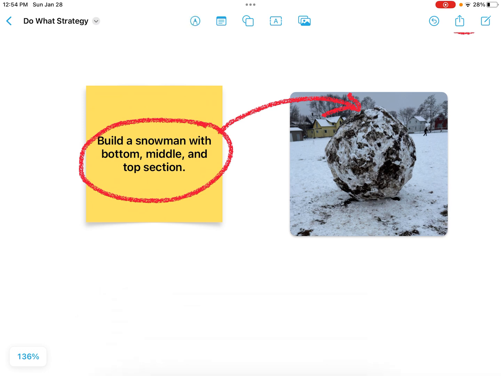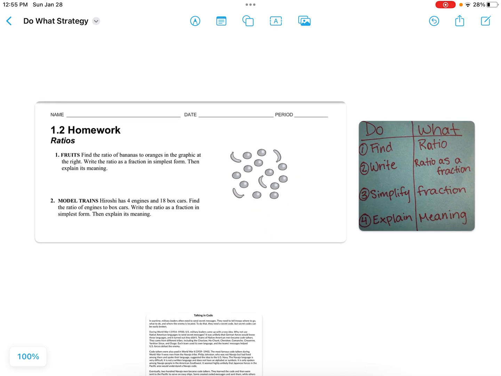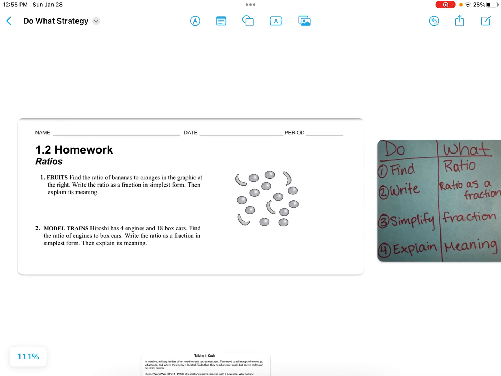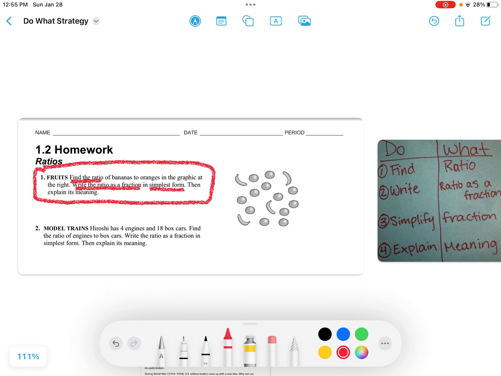So if we look at the examples from our staff meeting, just as a real quick review, this is from Ashley Burke's math class. She had her students doing some word problems, and this word problem right here, you can see, has multi-steps. So students have to find the ratio of bananas to oranges in the graphic. Then they have to write the ratio as a fraction. Then they have to write it as a fraction in simplest form. And then they have to explain it.